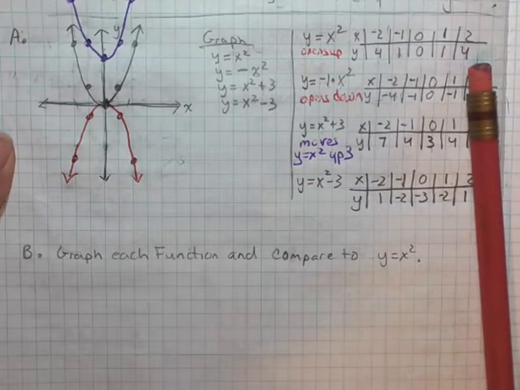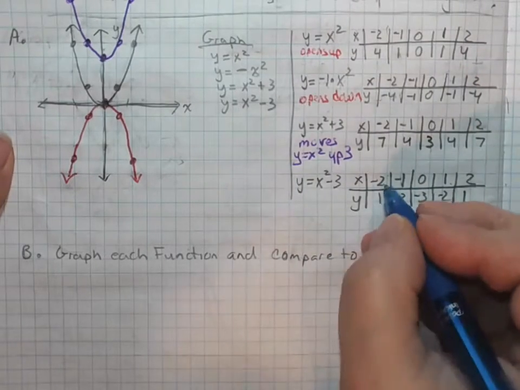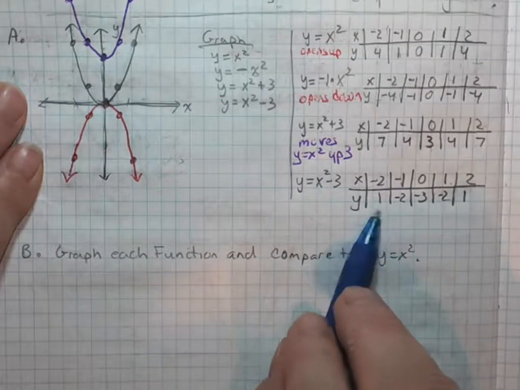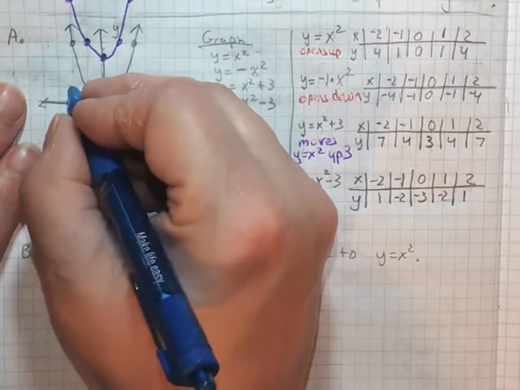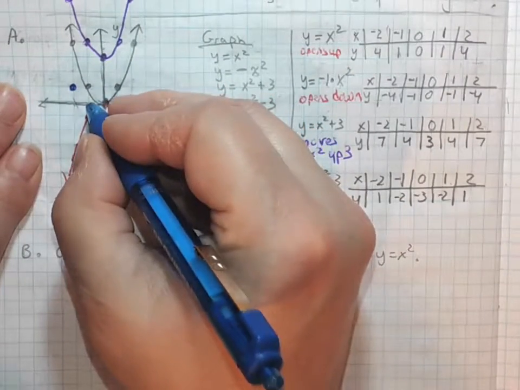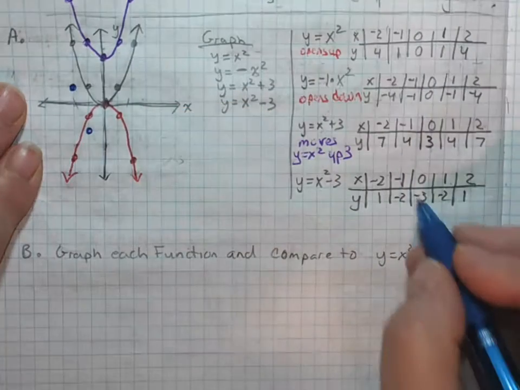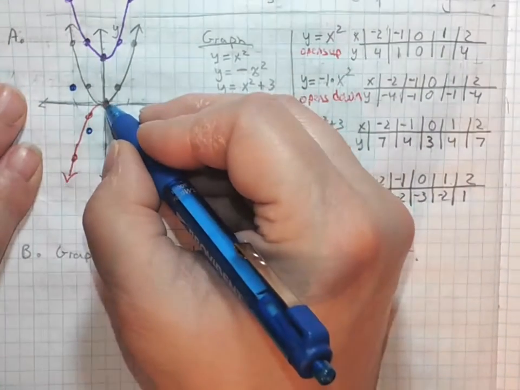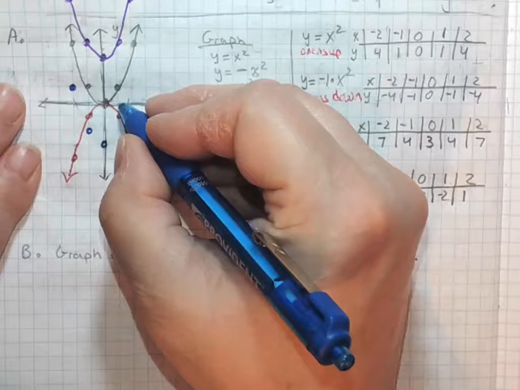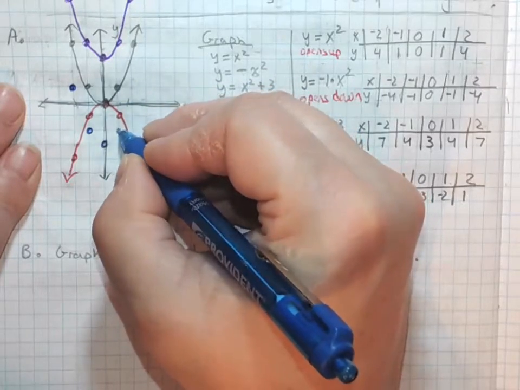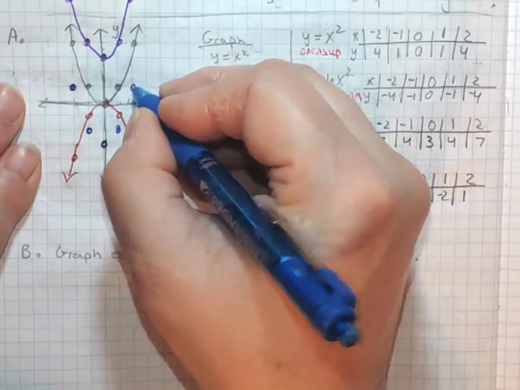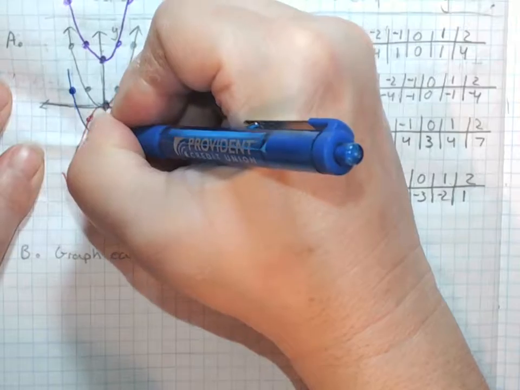And let's see, what do I have? I have a blue pen left, I'll use that. All right, so -2, comma 1. It's right here. -1, -2. 0, -3. 1, -2. And then 2, comma 1. There it is.